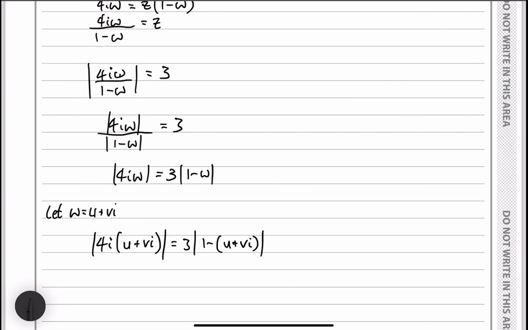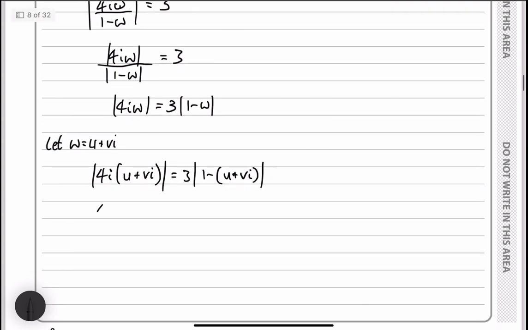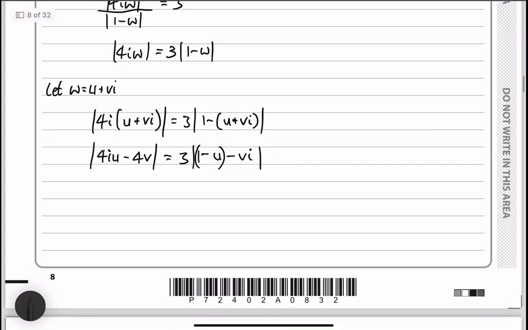And then we've got 4iu minus 4v, because the i squared becomes a minus 1. And then we've got 1 minus u minus vi. So 1 minus u, if I just put that in brackets, that's the real part. And then minus vi is our imaginary part.